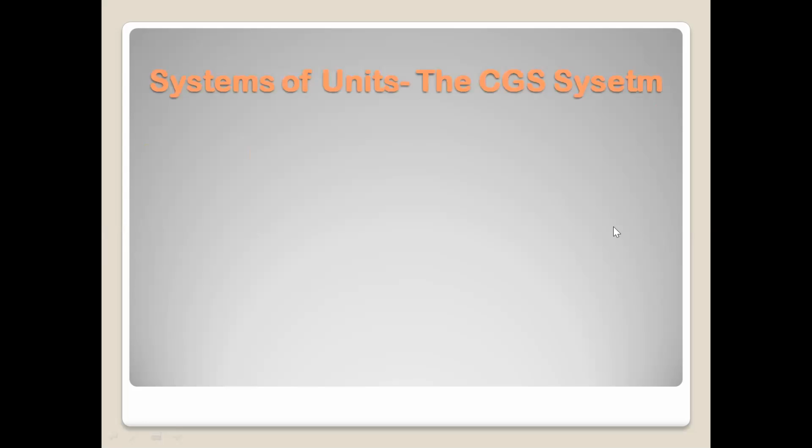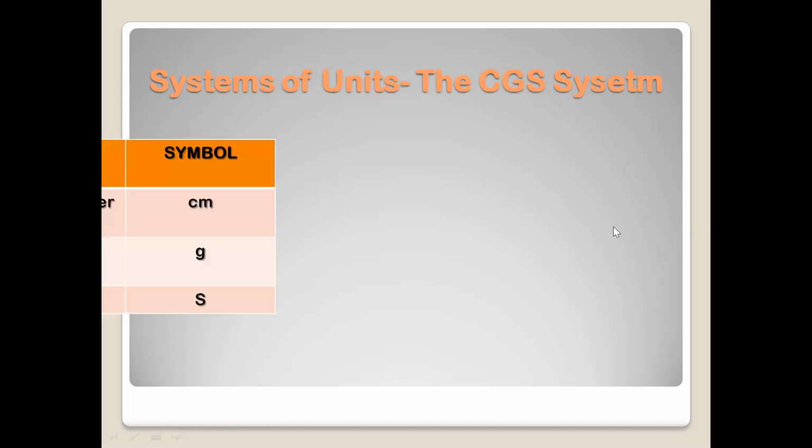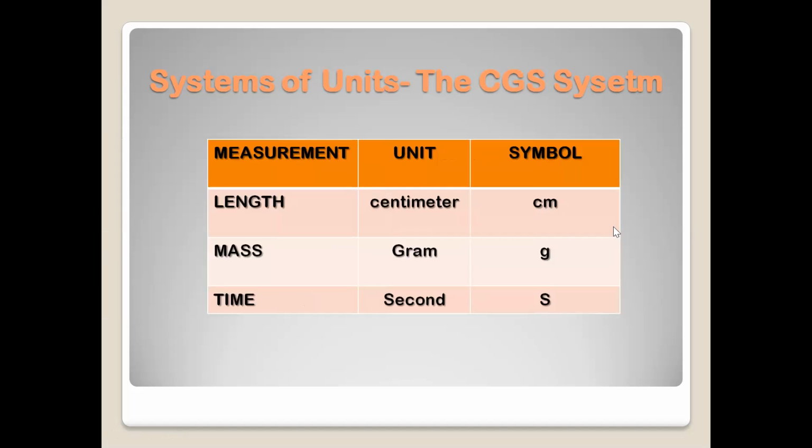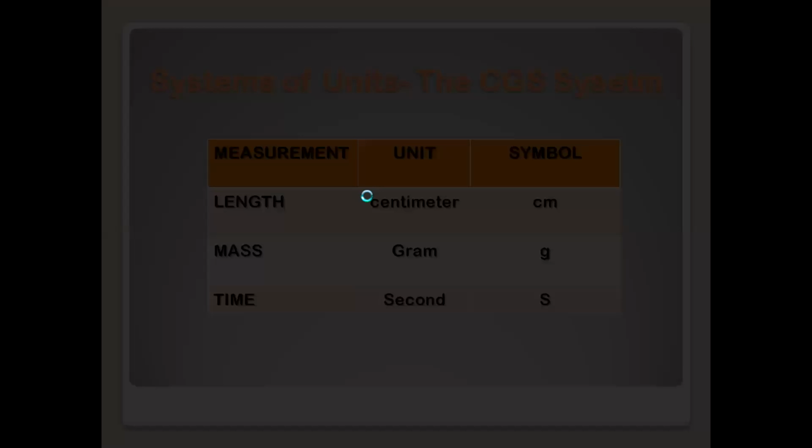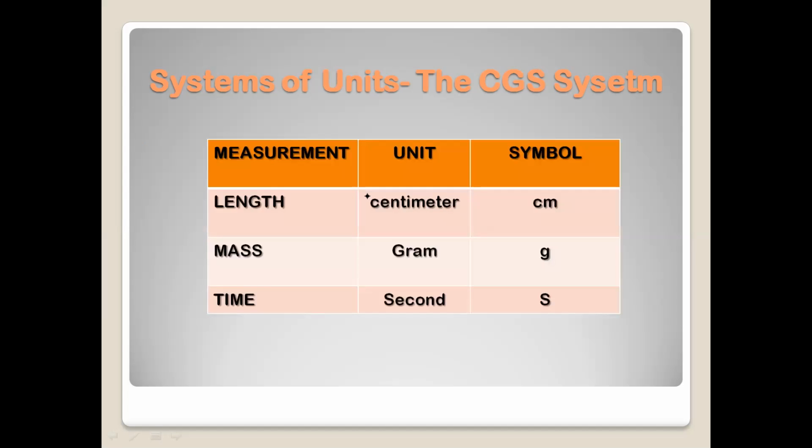Before we go into what the SI system is, let us be familiar with the other systems of units which are in use. The first one being the CGS system. In the CGS system, we have 3 basic measurements: length, mass, and time. Length is measured in centimeter, mass in grams, and time in seconds. That is why the name CGS, centimeter, gram, seconds. The symbolic representation of centimeter is cm. That is, for example, if somebody writes 25 cm, you should be able to read it as 25 centimeter of length.